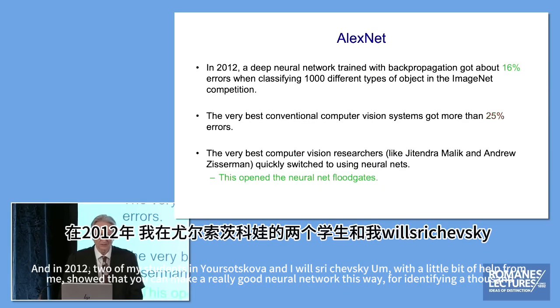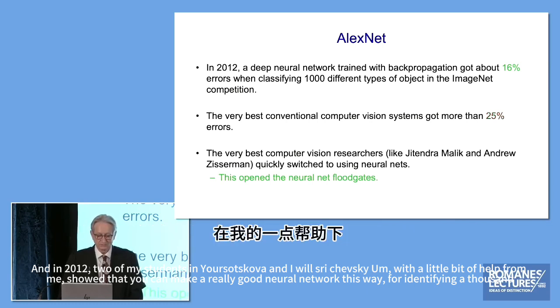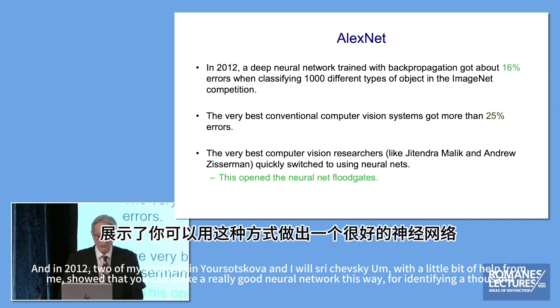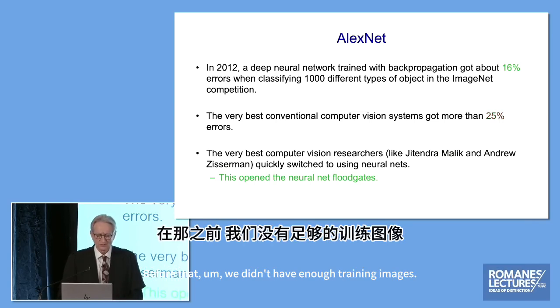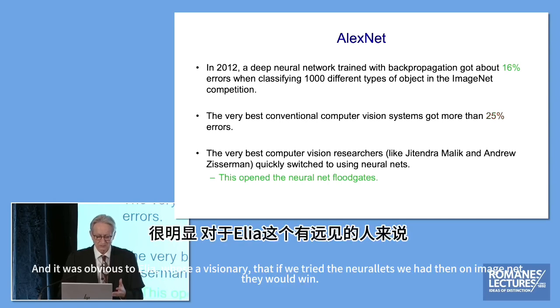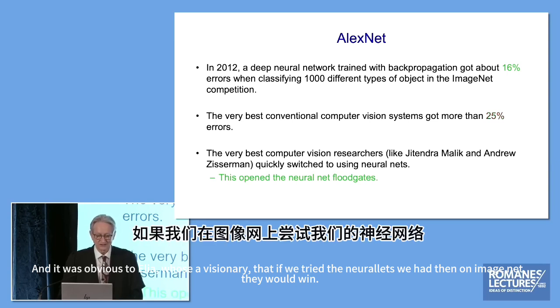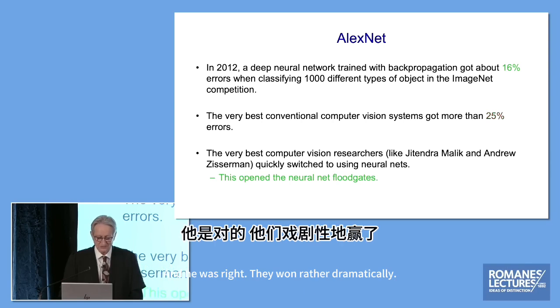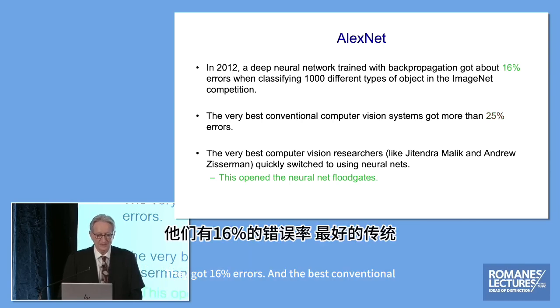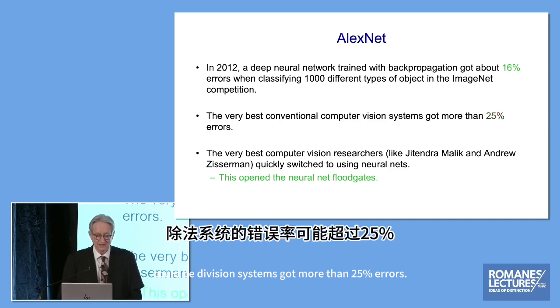And in 2012, two of my students, Ilya Sutskever and Alex Krizhevsky, with a little bit of help from me, showed that you can make a really good neural network this way for identifying 1,000 different types of object when you have 1 million training images. Before that, we didn't have enough training images. And it was obvious to Ilya, who's a visionary, that if we tried the neural nets we had then on ImageNet, they would win, and he was right. They won rather dramatically. They got 16% errors, and the best conventional computer vision systems got more than 25% errors.